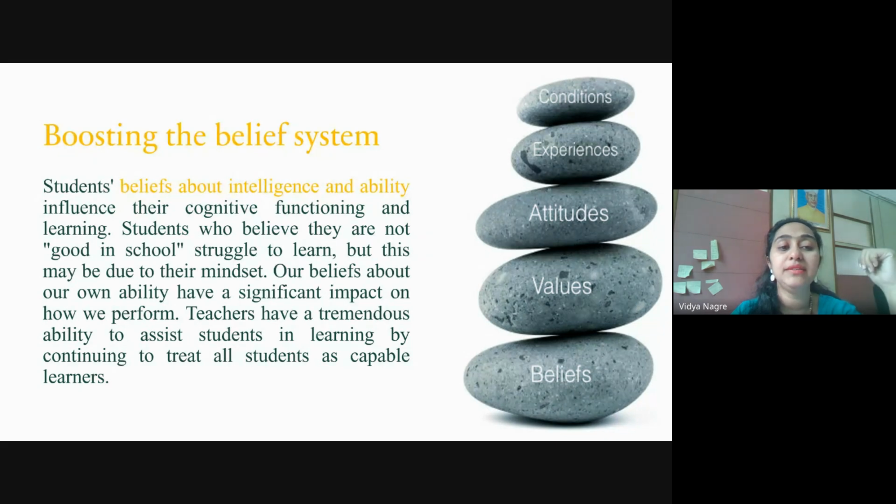Students' beliefs about intelligence and ability influence their cognitive functioning and learning, how they learn, and their approaches also. After all, students who believe they are not good in school always struggle to learn, but this may be due to their mindset. So as a teacher, it is our responsibility to change their mindset. Understand this mindset can be caused by a bad teacher also.